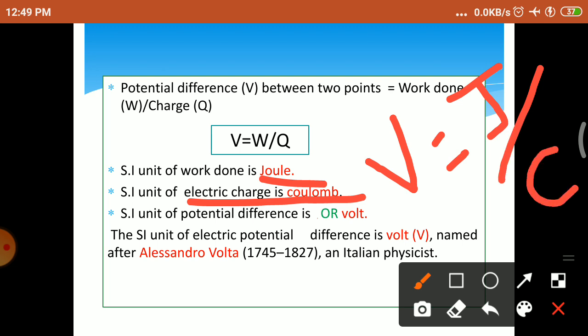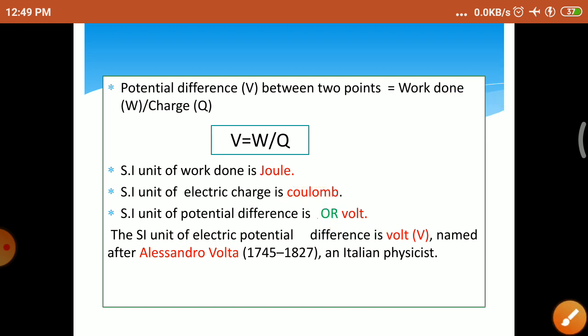So the SI unit of potential difference is joule per coulomb or volt. In electric current, the SI unit of electric current is ampere or coulomb per second. The same as the SI unit of potential difference is joule per coulomb or volt. So who gave this unit? The SI unit of electric potential difference is volt.